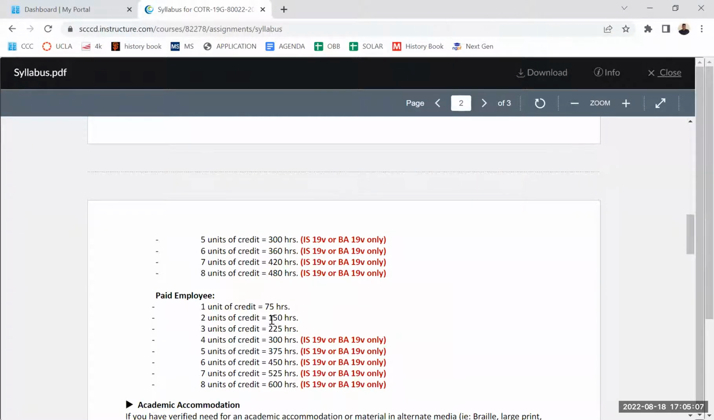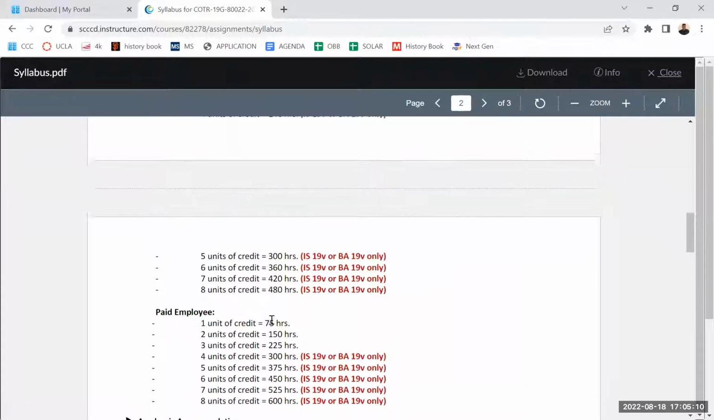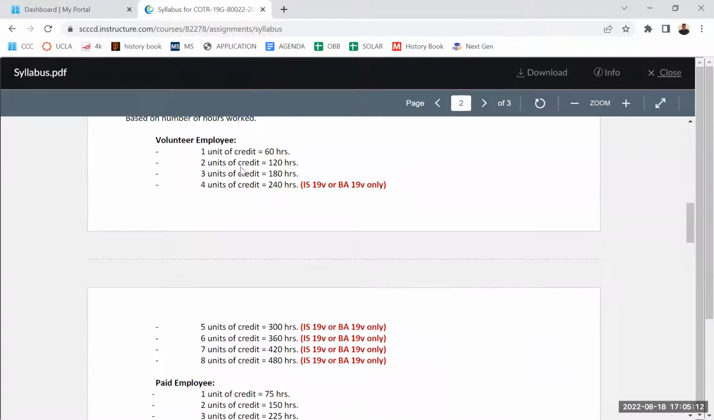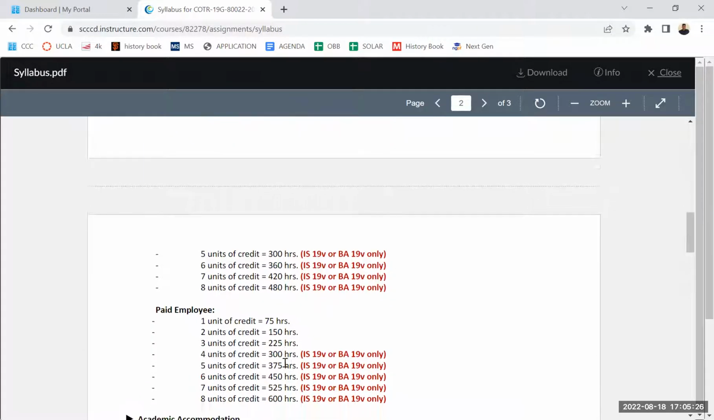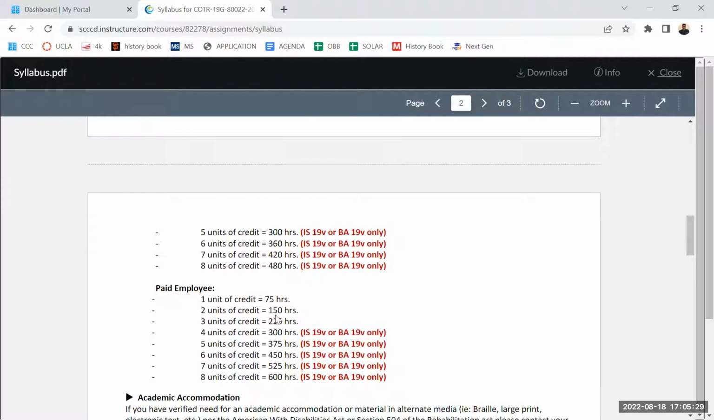If you are volunteering, which I do have a few this semester that I've already spoken with, the requirements are slightly less stringent. It is 60 hours per unit of credit. With that said, this is kind of an all or nothing in terms of grading. What I mean by that is if you sign up for 3 units, you would need 225 hours. If you only get to 150, you can't get 2 units of credit, and then that 3rd unit just goes away. You would get 0 credit. So you have to complete everything that you sign up for.